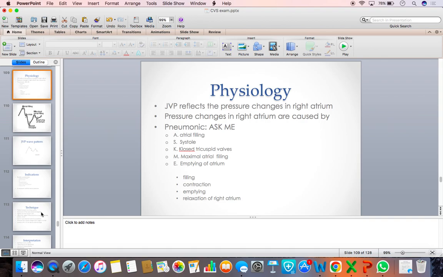The next one is the X. X stands for closed tricuspid valves. During this stage, there is a gradual filling of the atrium, and the filling reaches the maximum level, resulting in the V wave. At the point of maximum atrial filling, there is a rise in the intra-atrial pressure, resulting in the positive wave, that is the V wave.